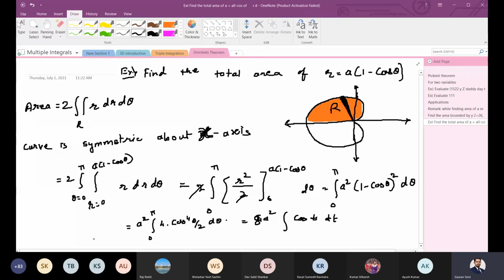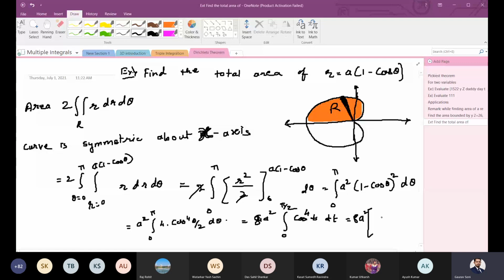Please check the calculations. Theta by 2 is equal to t. D theta is equal to 2 times dt. Moreover, when theta is equal to 0, t will become 0. When theta is equal to pi, t will become pi by 2. So cos raised to 4. Now cos raised to 4, I can use the reduction formula there. So we have 8 a square by reduction formula.